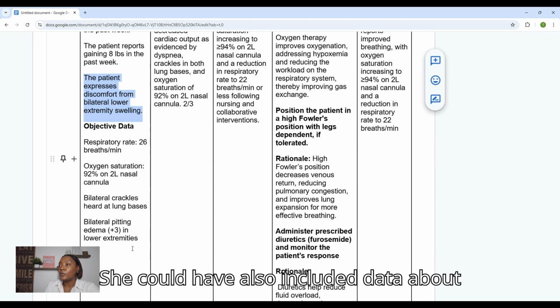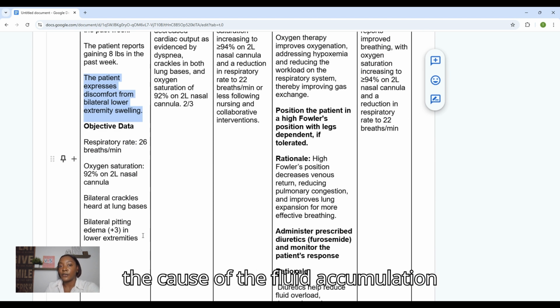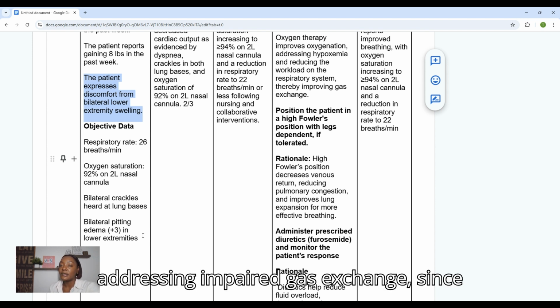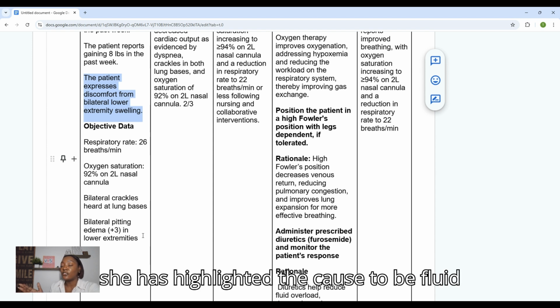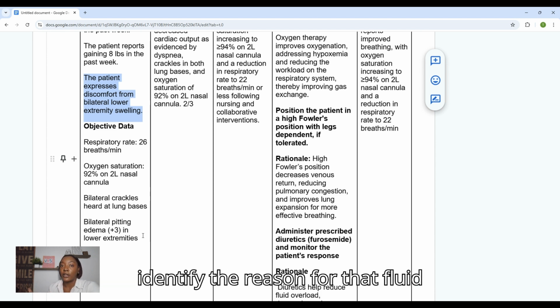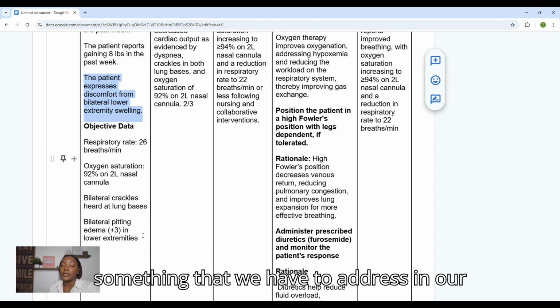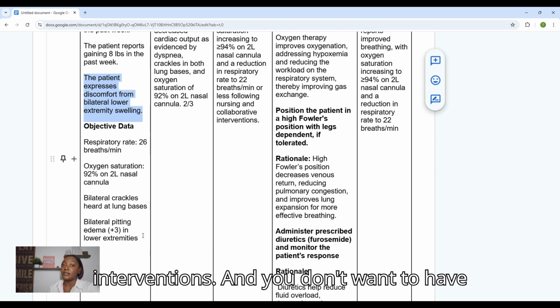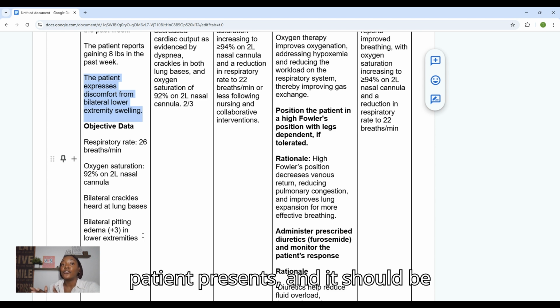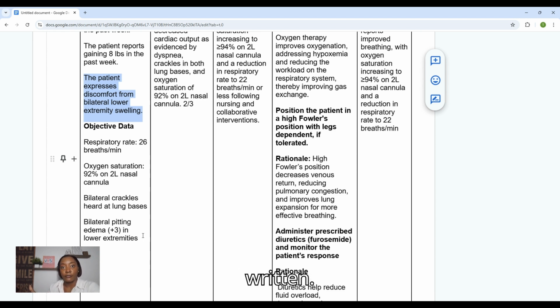She could have also included data about the cause of the fluid accumulation, because while we are addressing impaired gas exchange, since she has highlighted the cause to be fluid accumulation, it would have been good to identify the reason for that fluid accumulation, because it might be something that we have to address in our interventions. And you don't want to have your interventions be baseless. Your interventions must be based on how the patient presents, and they should be helping to achieve the goal that you've written.